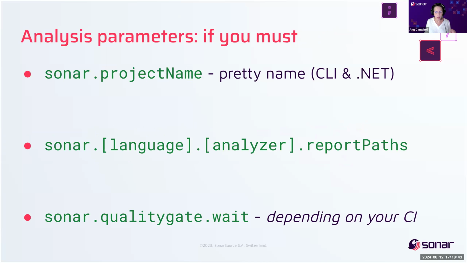Now, beyond that, there are a couple of parameters you might additionally want to specify. By default, SonarQube is going to use your sonar.projectKey value as the display name in the UI. If that's not visually appealing, then you may want to provide a pretty name using sonar.projectName. And you would need to do this if you're using the Sonar Scanner CLI or the Sonar Scanner for .NET. If you're using the Sonar Scanner for Maven or Gradle, it's going to read that out of your build environment.